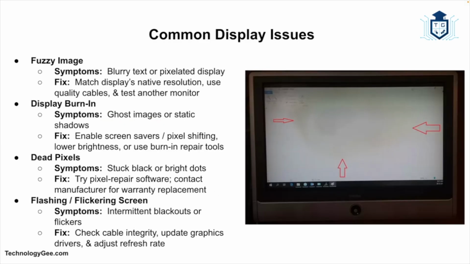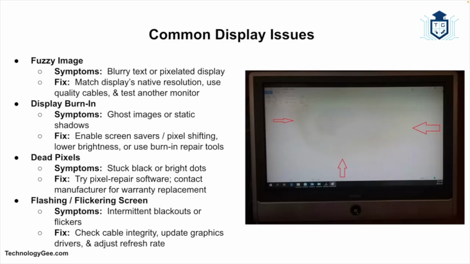All right, so another issue is fuzzy images. A fuzzy image is another common display problem that can be caused by several factors. Some of the symptoms are the text appears blurry, the images and videos look out of focus, or the screen appears pixelated or unclear. So here's how you troubleshoot that.